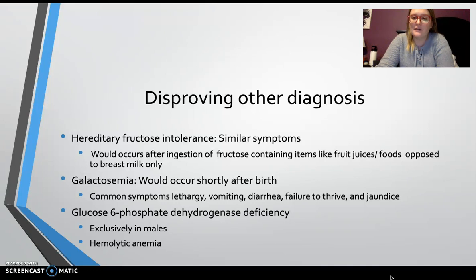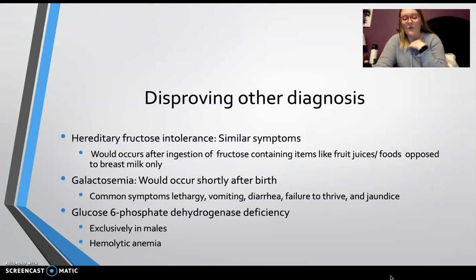we do see that there are similar symptoms with glycogen storage disease, but this is going to occur after someone, or an infant, has ingested fructose. So that's going to be anything that has fruit juices, high fructose corn syrup, or anything else that would contain fructose, and we know that this infant has only ingested breast milk. Choice B, which was the galactosemia, would likely occur shortly after birth. It wouldn't be later on in the infant's life, like this 2-month-old.